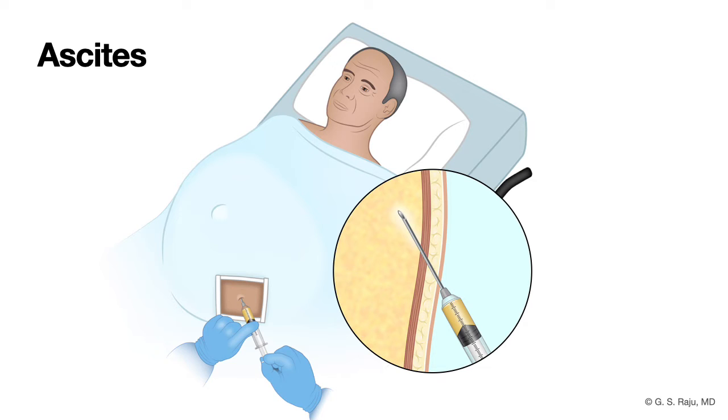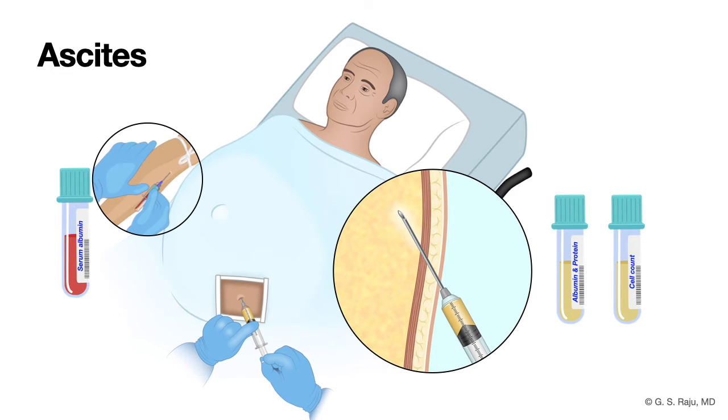So what do you collect? For all patients with cirrhosis, you start with basically two things. Collect a vial for ascitic fluid albumin and protein, and another vial for cell count. At the same time, on the day when you do your ascitic tap, it's also important to collect blood for serum albumin. So: serum albumin, ascitic fluid albumin, ascitic fluid protein, and cell count.